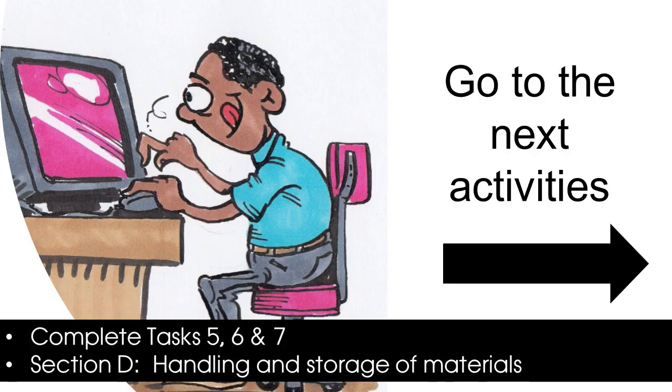Before you continue to the next section, complete tasks 5, 6 and 7 in your workbooks. You will find the answers to the questions by reading through section C in your participant handbook. After completing the 3 tasks, you may continue to section D, which is all about the handling and storage of materials.